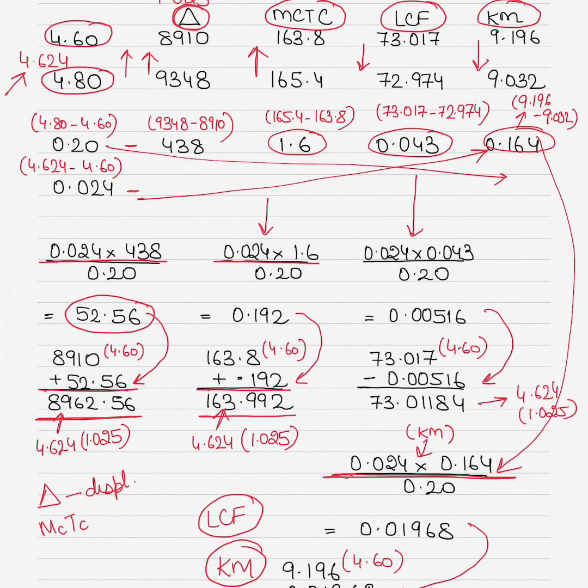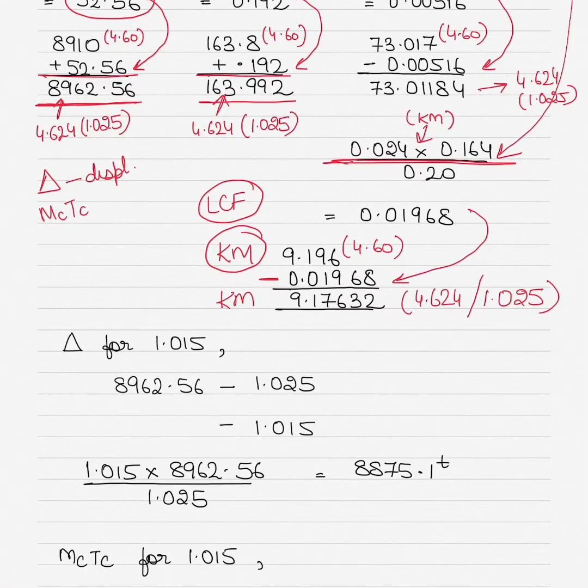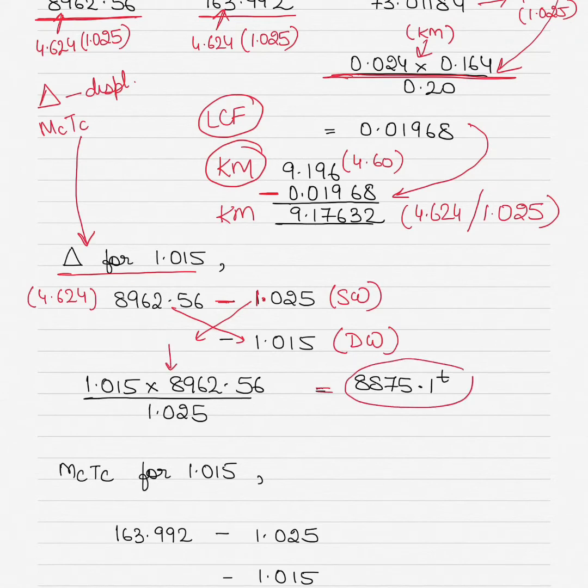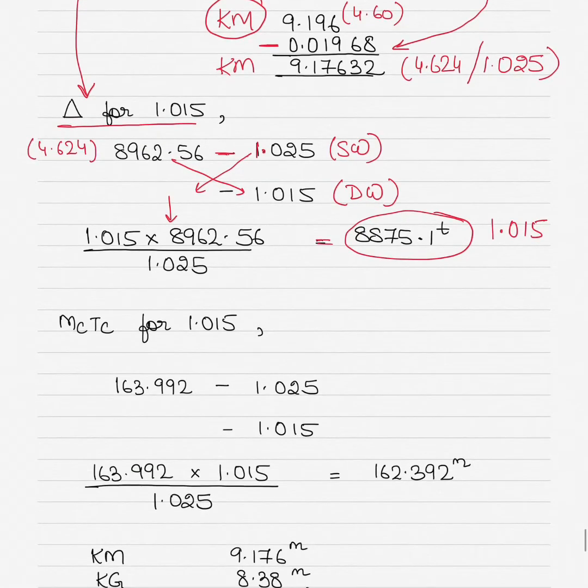Any other value which is not in meters, such as displacement, MCTC, you have to convert for a relative density of 1.015. So therefore, I will only convert the displacement and MCTC values for the density of 1.015. So the displacement that you calculated for a draft of 4.624 was 8962.56, but it was for relative density 1.025 seawater density, but I need it for the dock water density of 1.015. So I will again do a cross multiplication. When I do a cross multiplication, I get the displacement 8875.1 tons, and this is for a relative density of 1.015 in which my vessel is floating.